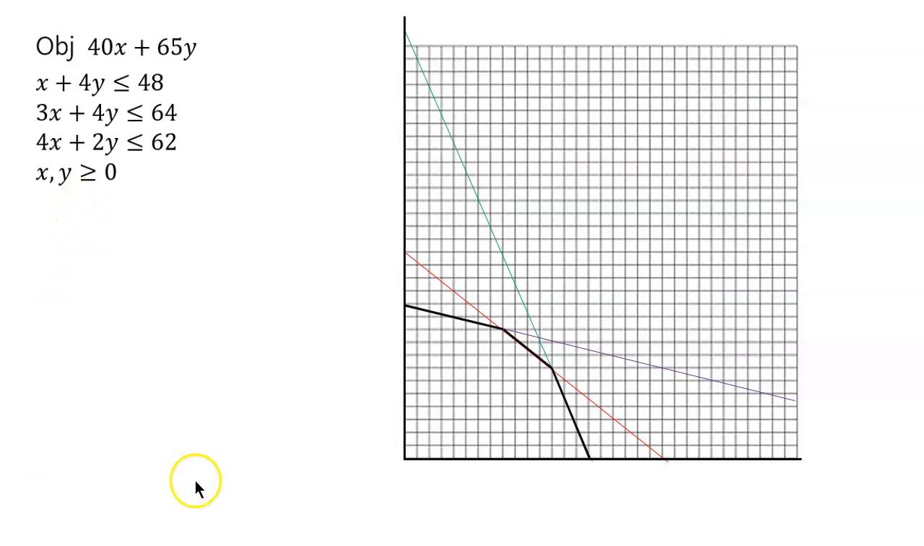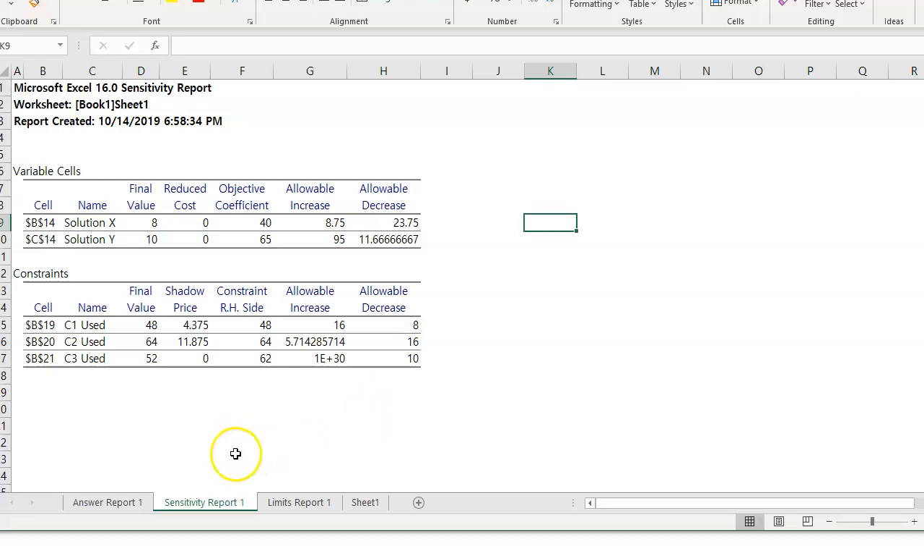We have been solving this linear programming problem, and in one of the videos I showed you how to solve it in Excel. The result of that Excel program was not only the answer report, but also the sensitivity report. The sensitivity report has several things to consider, and in the last video I showed you where this 8.75 and 23.75 from the allowable increase and decrease was obtained, and I also explained the meaning of it.